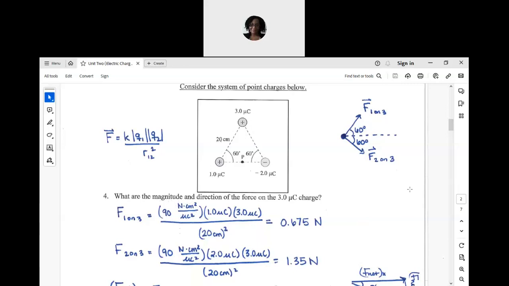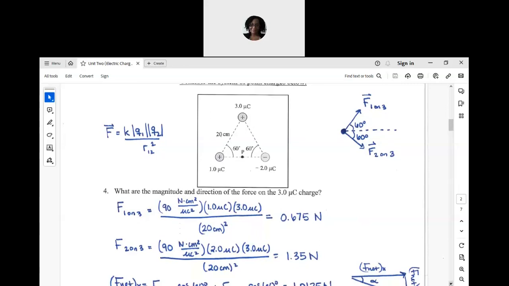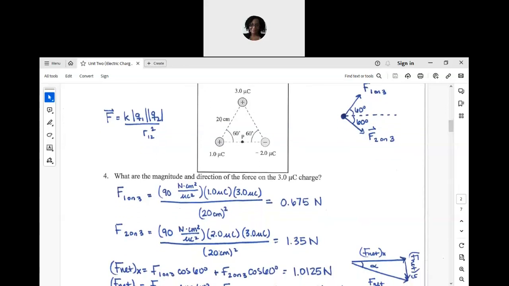So the force from charge 1 on charge number 3 is K times Q1, Q2 over R squared. I get 0.675 newtons, and because this is an equilateral triangle, I know that R is going to be exactly the same value for F2 on 3. All I need to do is switch out Q2 in favor of Q1. So instead of 1 microcoulomb, switch to the 2 microcoulomb charge.